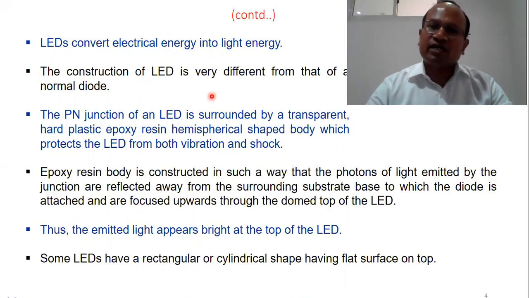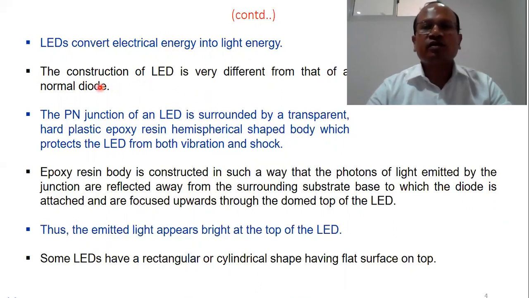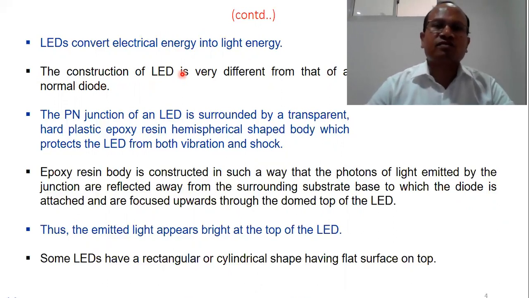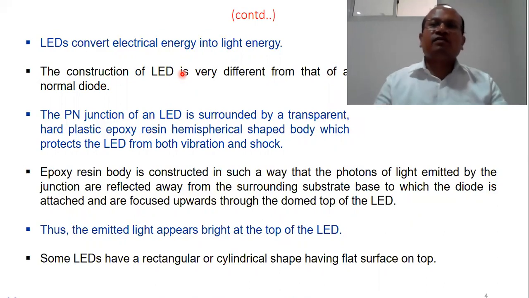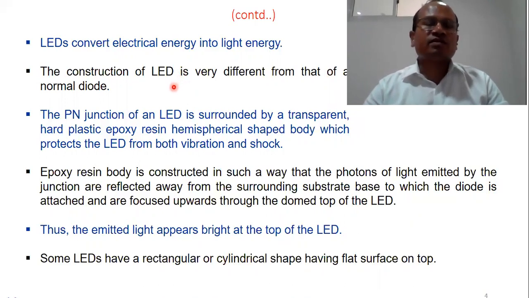The construction of an LED is very different from that of the normal diode. I have already explained this in the previous lecture. The construction is different, unlike the ordinary PN diode. Materials are different. Silicon and germanium, indirect band gap semiconductor materials, are used in the construction of an ordinary diode, whereas in constructing the LED, direct band gap semiconductor materials are used, which we'll discuss in the next slide.